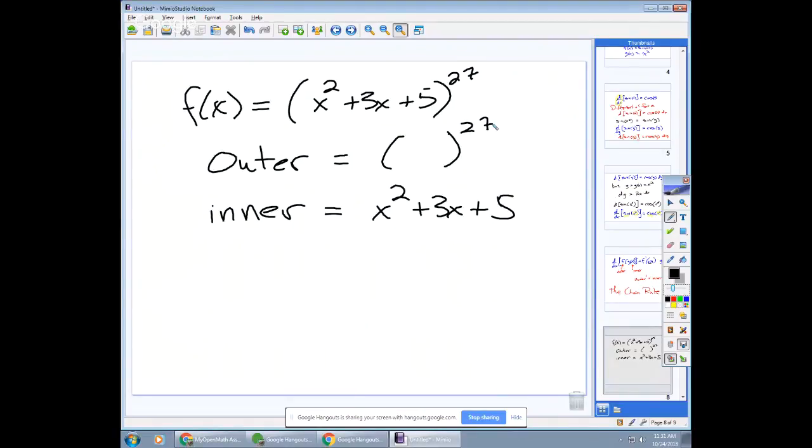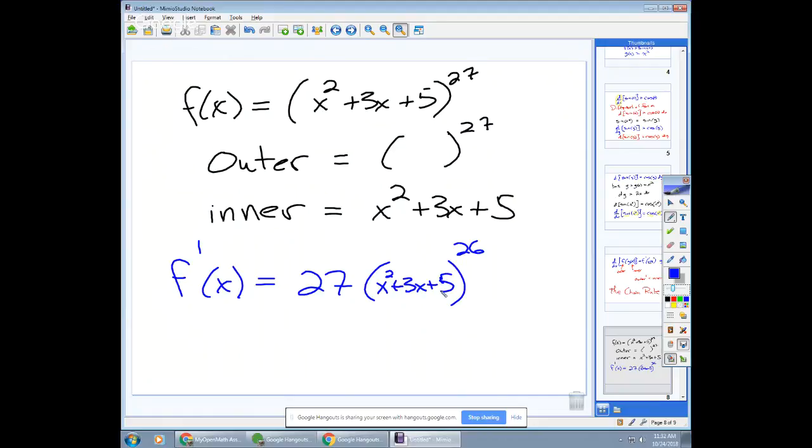Now the derivative. F prime of x. What's the derivative of the outer function? Well, it would just be 27 times parentheses to the 26th. What ought to go inside the parentheses? The original function has to go in there. Yeah, it's got to be the original x squared plus 3x plus 5.